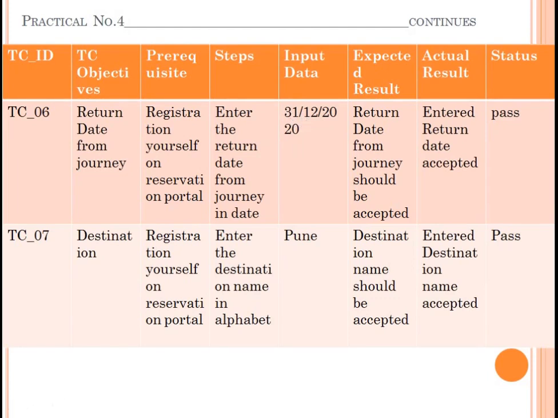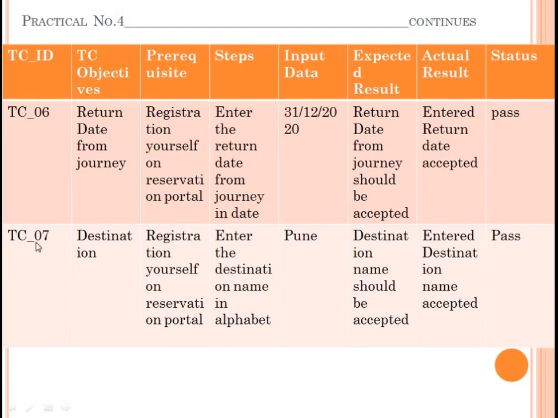The expected result is that the return date of the journey should be accepted. The actual result is that the entered return date is accepted. The status is pass. Here we put a date after the reservation date.